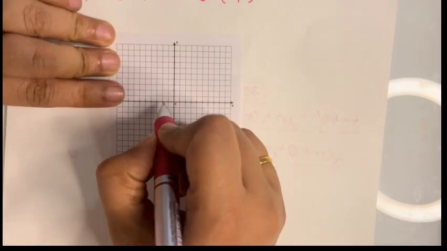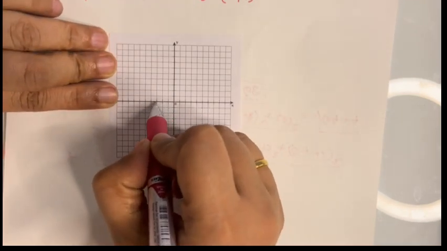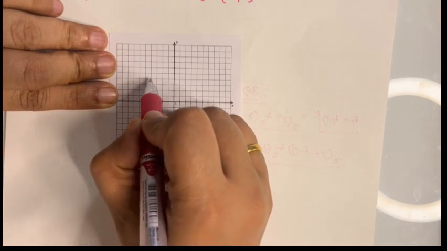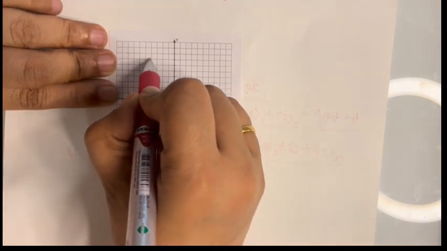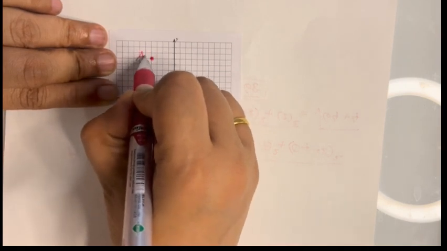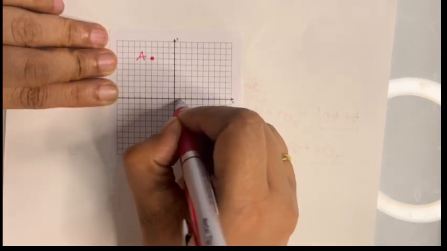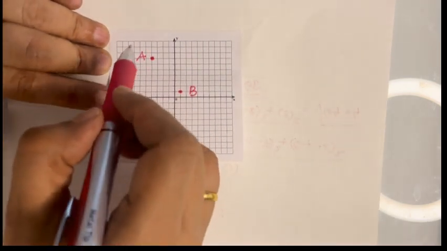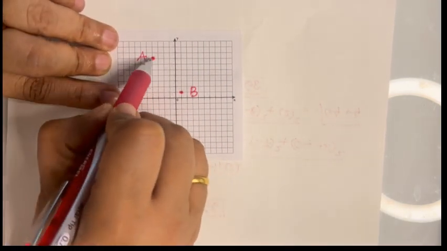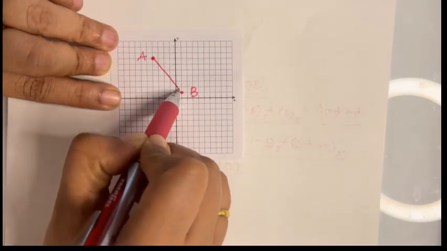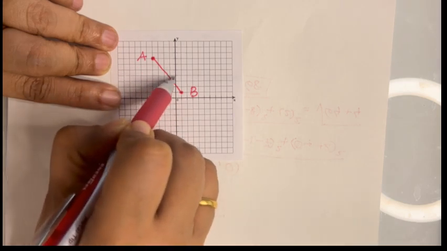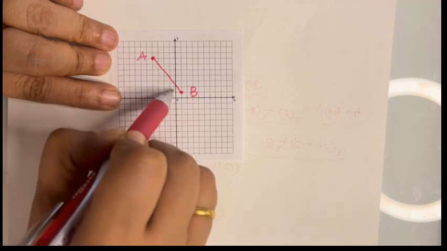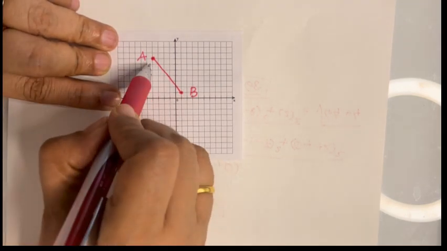Okay, negative 4 comma 7: 1, 2, 3, 4, and 1, 2, 3, 4, 5, 6, 7. That's A, and 1 comma 1, that's B. Now let's see what the distance is between these two. Then we have to take half of it, because we know the midpoint has to be in the middle, cutting the line into two congruent pieces. Let's see how far we are going.